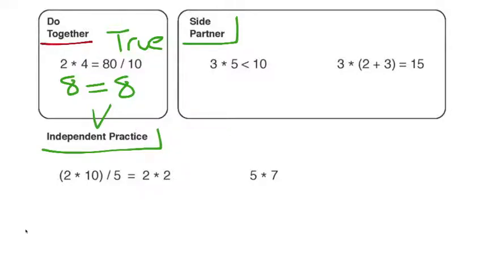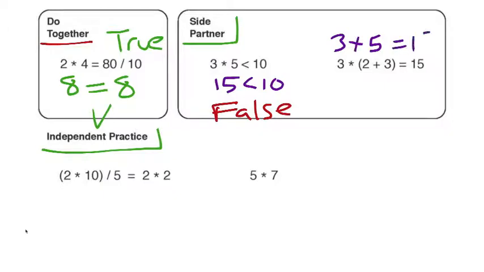Alright, 3 times 5 is 15. 15 is not less than 10. That is absolutely false. Let's try the next one. I'm going to do the parentheses first. So 2 plus 3 is 5. 3 times 5 does equal 15. So we're rocking true for that answer.